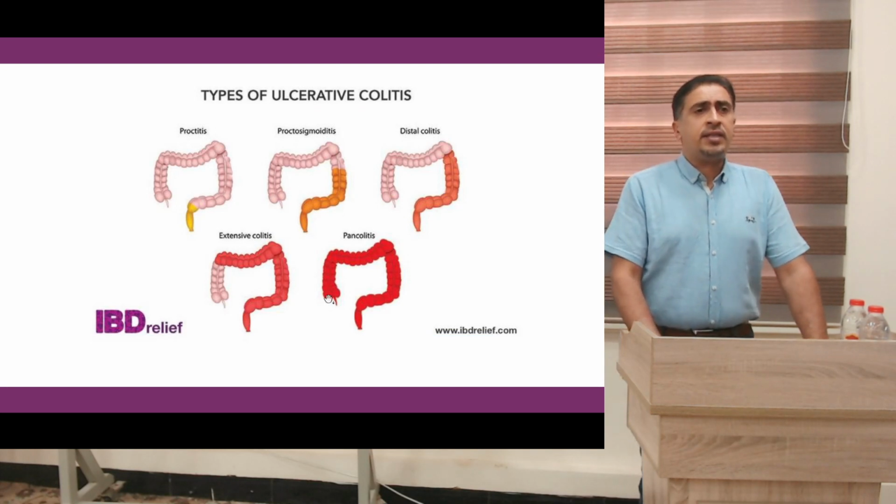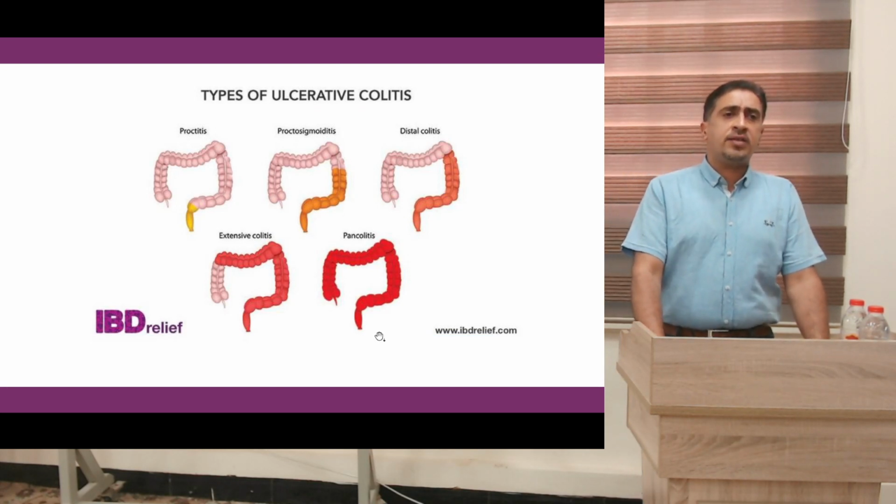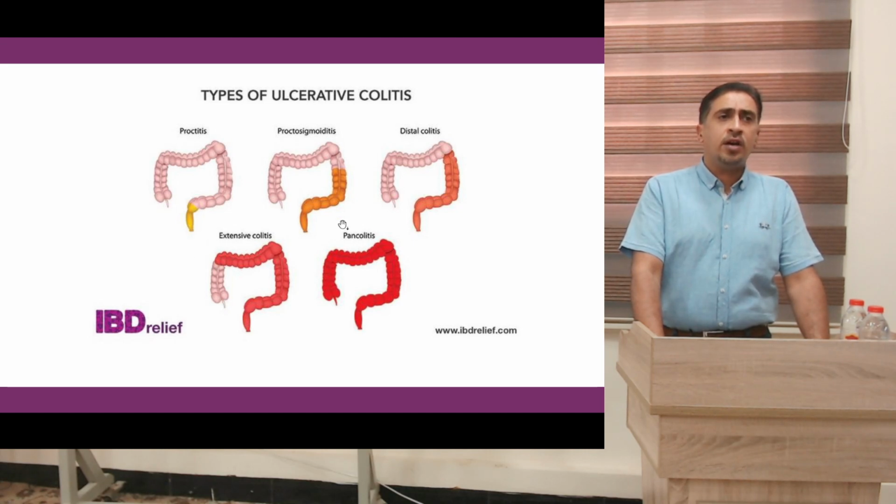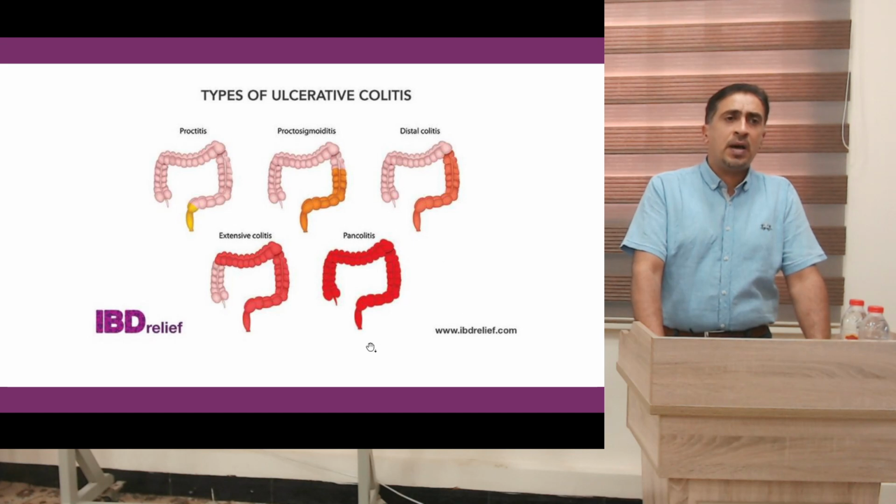Regarding ulcerative colitis, we categorize according to the extent, whether they have proctitis or proctosigmoiditis, and as you can see, when it involves the left colon, there is distal colitis or left-sided colitis, and extensive colitis when there is involvement of about two-thirds of the colon, and pancolitis when there is involvement of the whole colon.